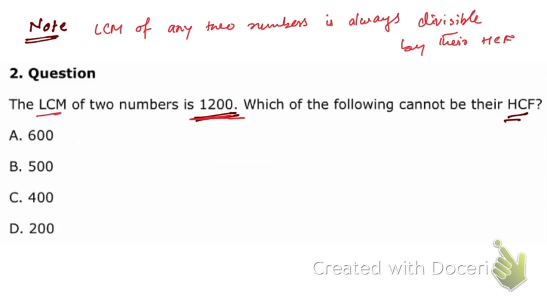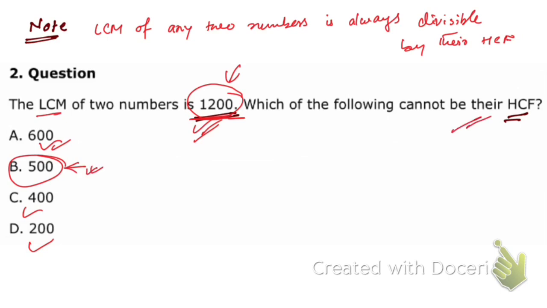Now here you see, 1200 is divisible by 600, two times, right? But it is not completely divisible by 500. 1200 is also divisible by 400 and 200 as well, but not divisible by 500. So 500 is not possible. It cannot be the HCF. So our correct answer is B, that is 500.